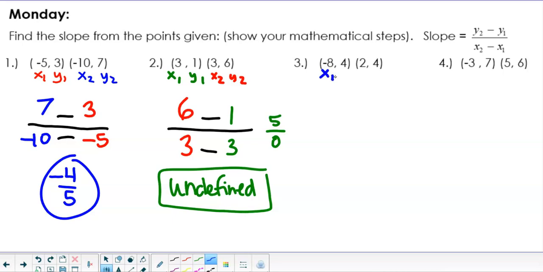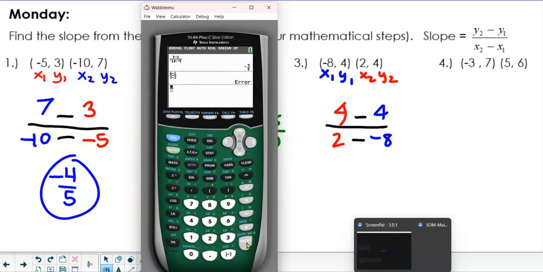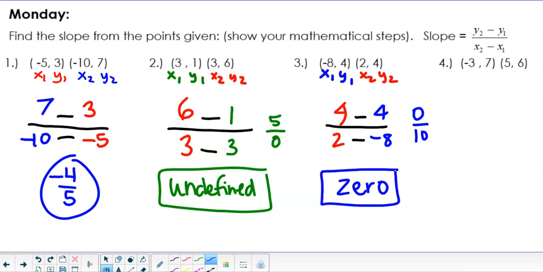Number 3, x1 and y1, x2 and y2. Giant subtraction fraction, y minus y over x minus x. Now we can compute. And this time, we got a 0 in the numerator. A 0 in the numerator results in a slope of 0.